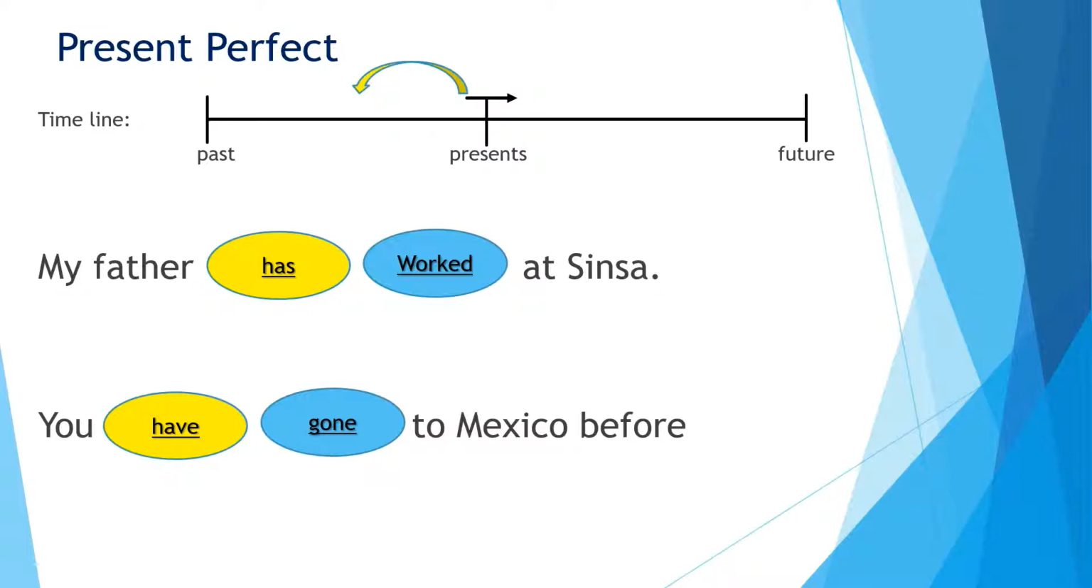Now I'm going to change to English. I don't want to make you crazy, but it's necessary. So the next sentence is you have gone. You see, here is the verb in past participle. Gone is the past participle of go. So you have gone to Mexico before. Right? You have gone to Mexico before. Tú has ido a México anteriormente.